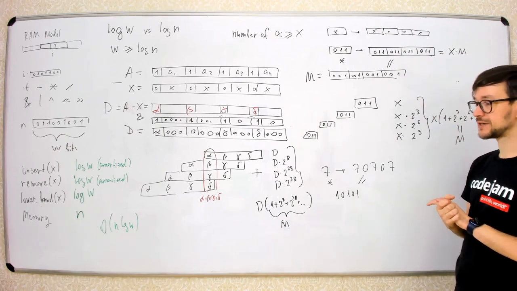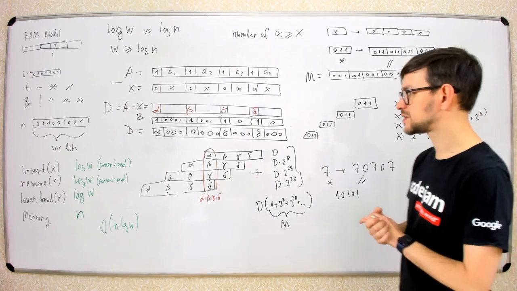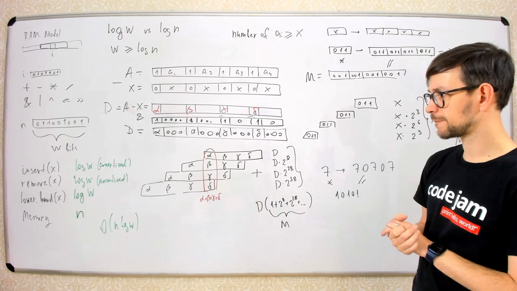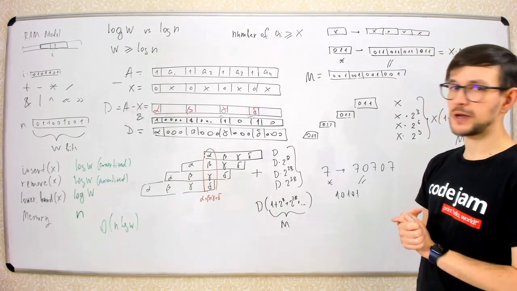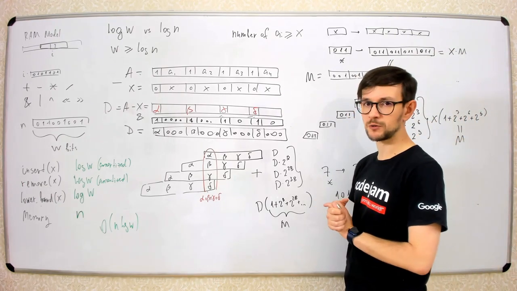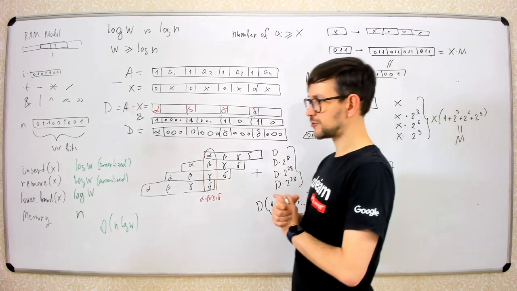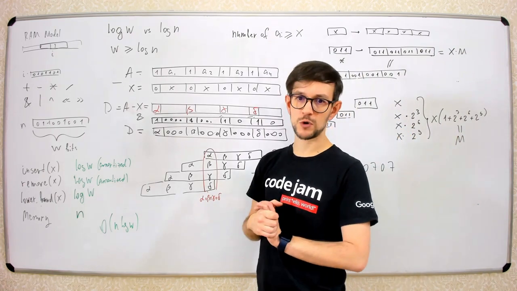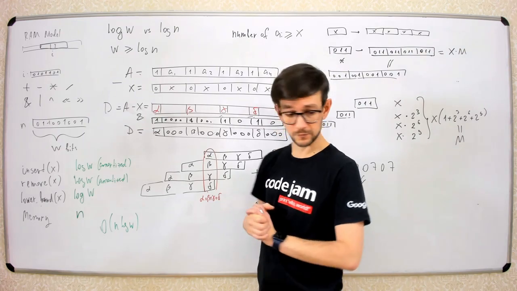Yes, multiplication is actually overpowered. That's why all this theory is not very practical. So in this theory, we actually think that we can multiply elements in constant time, but it only works when w is big. So we kind of need to have big integers, and at the same time, we need to be able to multiply them in constant time. No one knows how to do it right now.